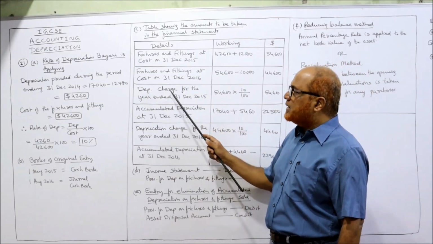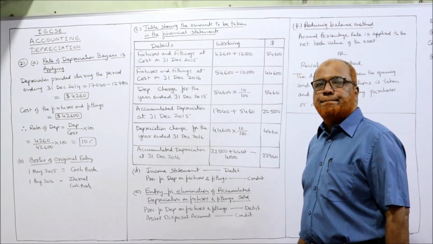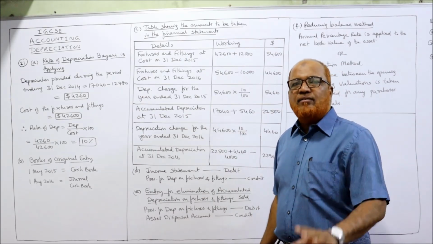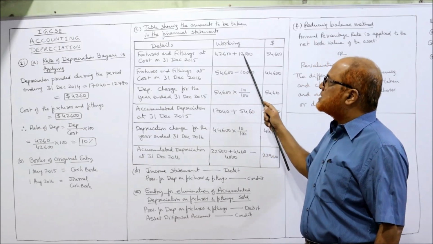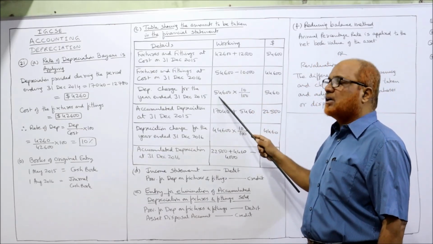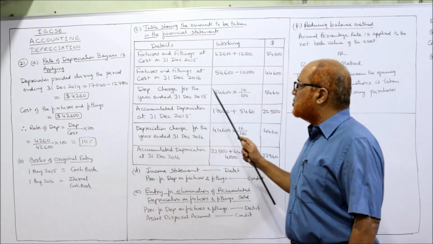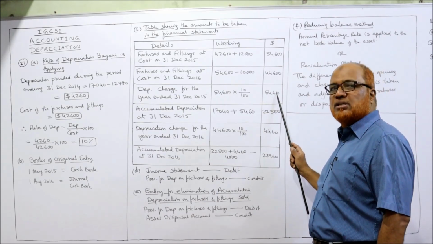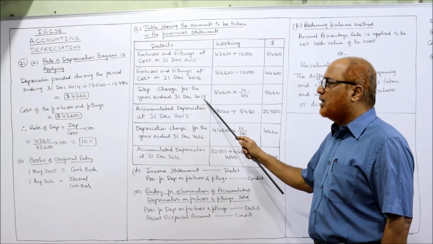The next, depreciation charge for the year ended 31st December 2015. So 2015 means before sale. Before sale we have totally how many fixtures? Two fixtures. 42,600 plus 12,000, 54,600. What is the rate of depreciation provided? 10%. So 54,600 into 10 by 100, 5,460. This is the depreciation charge for the year ended 31st December 2015.